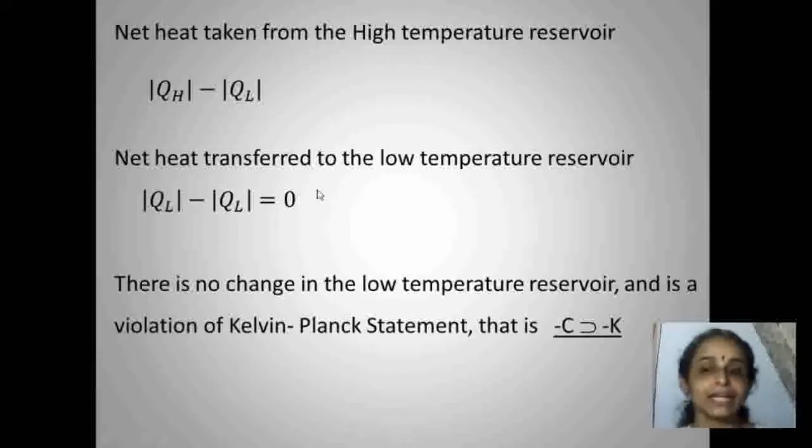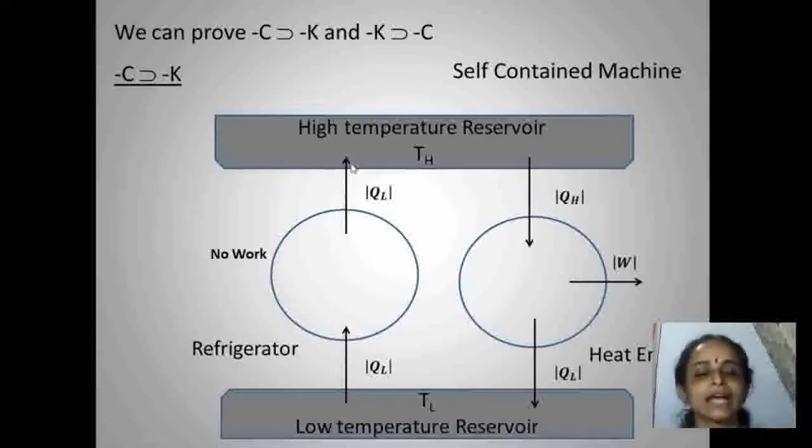First we are considering the refrigerator violating the Clausius statement. Then what we get is that the Kelvin-Planck statement is also false. That implies not-C implies not-K. The falsity of the Clausius statement implies the falsity of the Kelvin-Planck statement. First we are considering the refrigerator that is violating the Clausius statement. We are not doing any work. We are considering the heat engine which is working well, with no violation of the Kelvin-Planck statement at first.